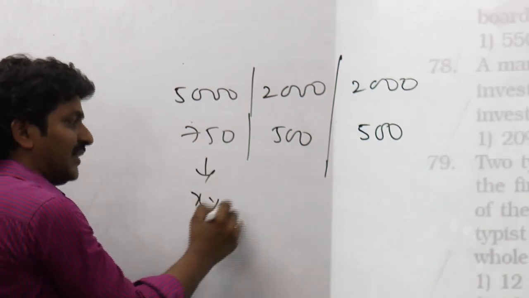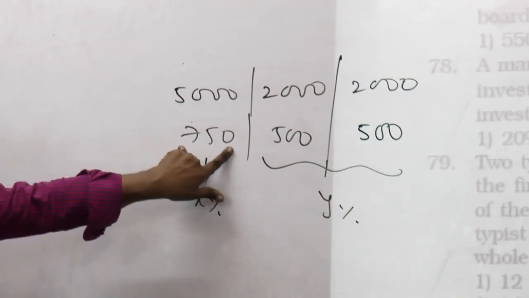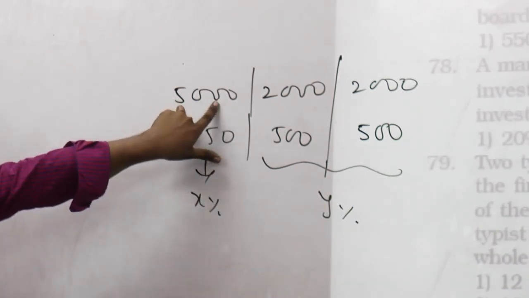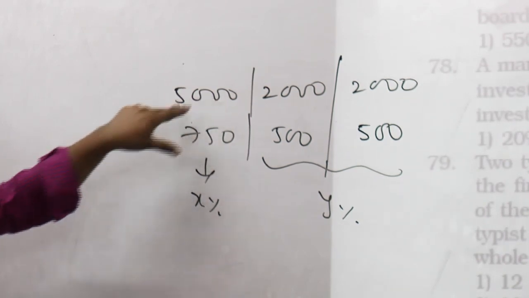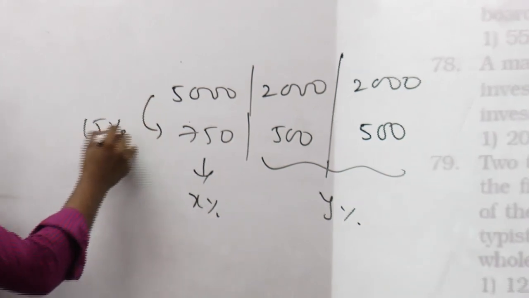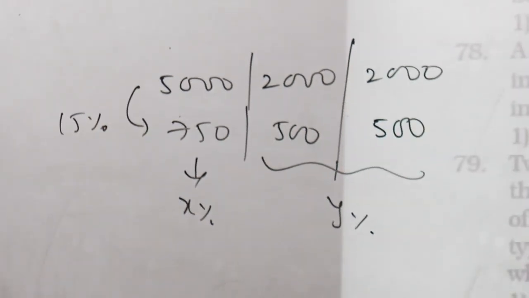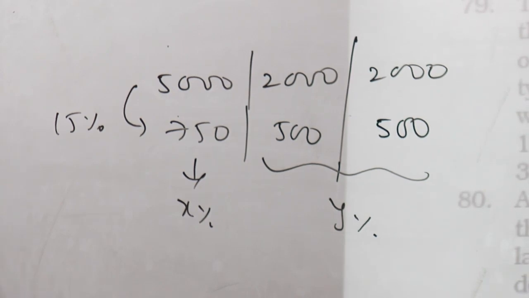This is X% and this is Y%. You are asked about the X value. 750 forms what percent of 5,000? 10% is 500. Half of that is 250. 250, 500, 750, which is 15%. Over.